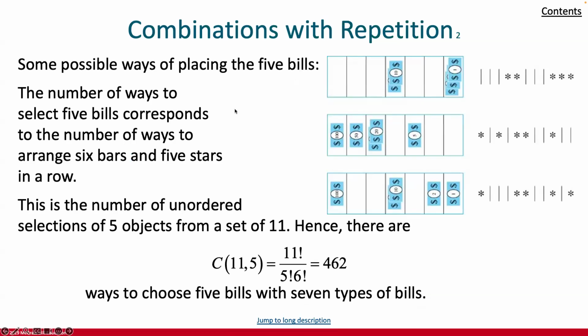Some possible ways of placing the 5 bills can be shown here. Hopefully the graphic is clear enough for you to see that. The number of ways to select the 5 bills corresponds to the number of ways to arrange 6 bars and 5 stars in a row. This is the number of unordered selections of 5 elements from a set of 11. Hence, there are C(11,5), which is 462 ways to choose 5 bills from 7 types of bills.